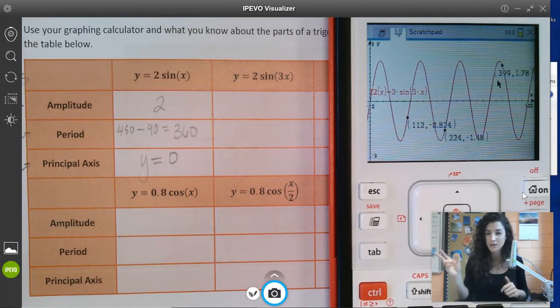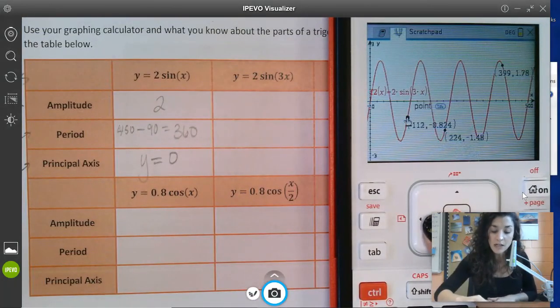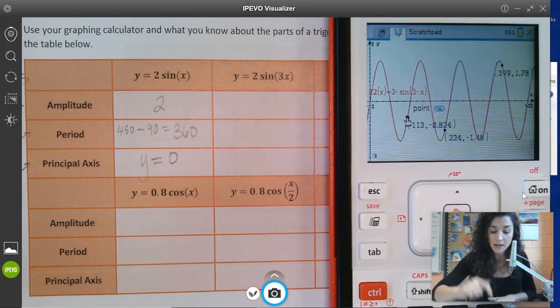Trying to remember and make those connections with previous lessons on transformations. I'm going to go in and delete these points because they mean nothing to me now. So I click on it and press delete.